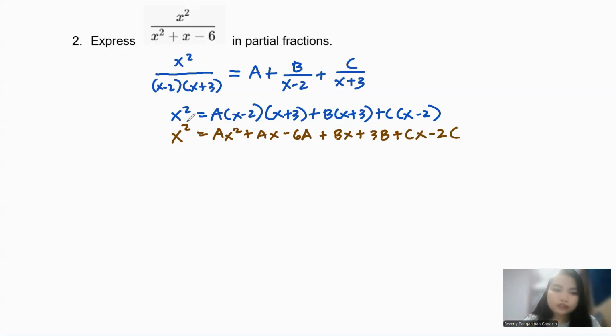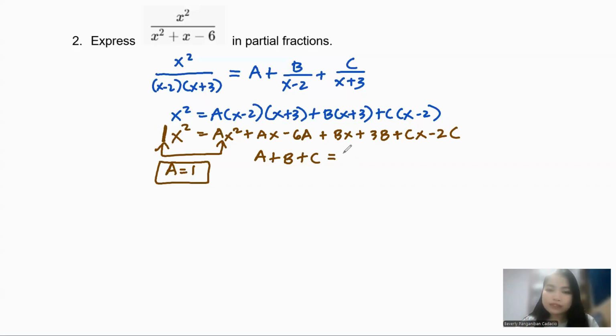Okay, what you're going to do is your x squared. Your x squared is actually only here, right? You only have this. There's no ax squared here. So meaning to say, this coefficient is equivalent to your a. Meaning to say, your a is just equal to 1. That's it. Okay, now what you're going to do is to make two equations. Let's add all my x's. So you have ax, which is a, plus bx, which is b, plus c. That is equal to, do you have anything with the x here? None. So it will be 0, and that's okay.